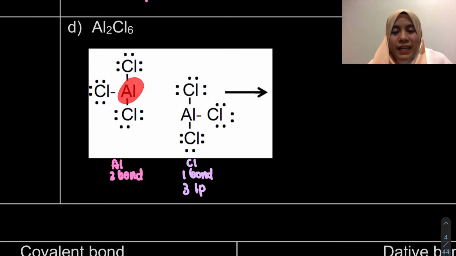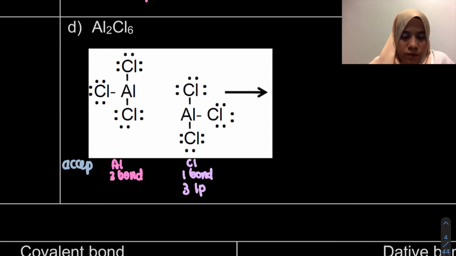So sebenarnya dia ada empty orbital to fill up our electron. But for our chlorine, it's enough for our 8 electron kan? So dalam case ni, our aluminium will be our acceptor. Aluminium ni is our, I'm going to write down ya. Donor pula. Aluminium akan jadi acceptor. And our chlorine akan jadi donor.